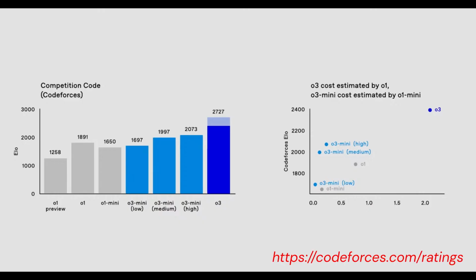The next benchmark is competition code. It's an open-source competition on a coding platform conducted by Codeforces. And you can see O3 achieved a highest score of 2727, which is almost equal to the 175th top score. The top score is around 4000, but a model achieving a score around the top 175 humans is a really big deal.